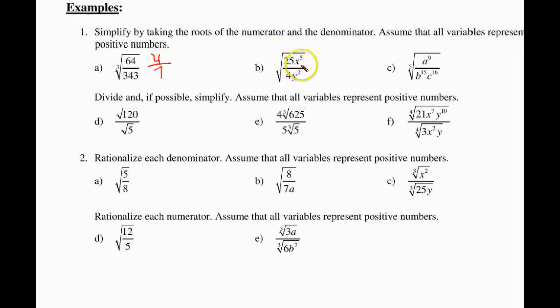Now for this, again, we want to assume that they represent positive numbers. So the square root of 25 is 5. Now the square root of x to the 5th, we're going to be able to take out x to the 4th and an x that's left. So the square root of x to the 4th is x to the 2nd, and then what was left is that other x there. And then this is a perfect square, so this is just 2y.